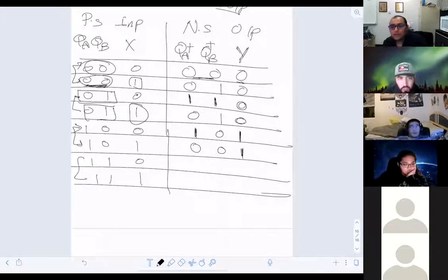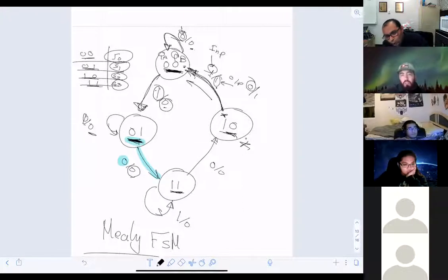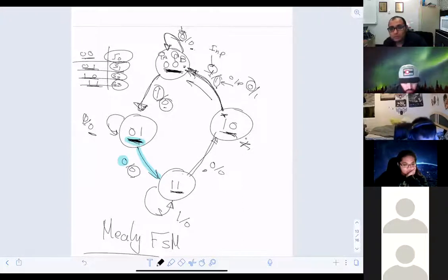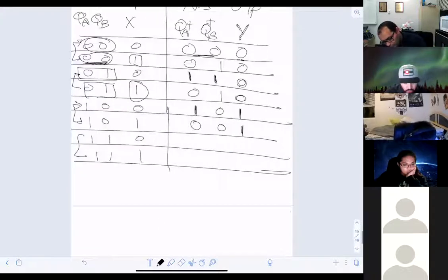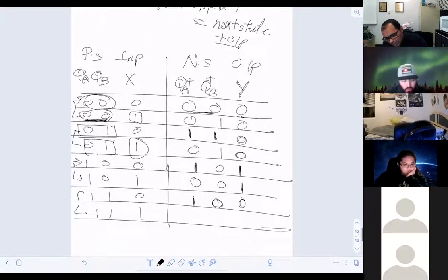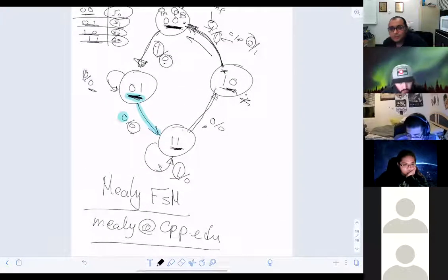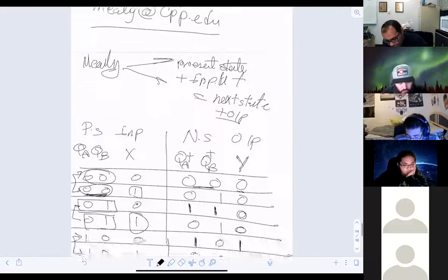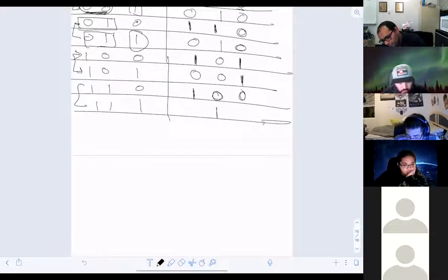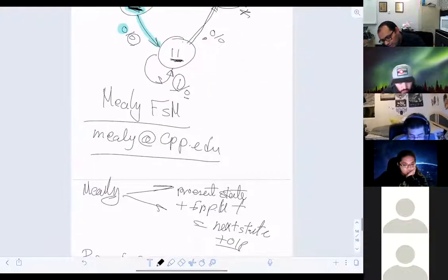Then the last one, which is 1, 1. So I'm going to move to 1, 1. So look, 1, 1 going with 0 as an input. That means I'm switching to 1, 0. So my next is 1, 0, and my output in this case is 1, 0. And for 1, 1, but there is 1 here, so it's basically moving back to itself. So it's going to be 1, 1, and Y in this case is 0.